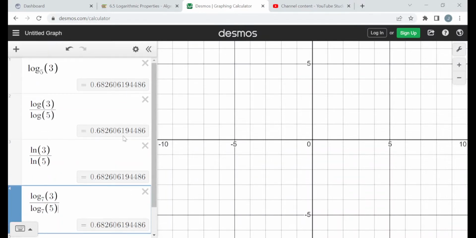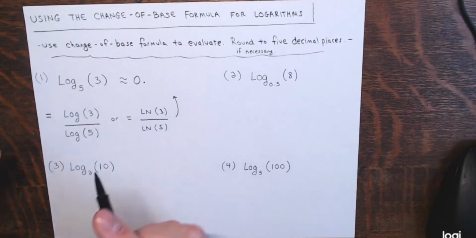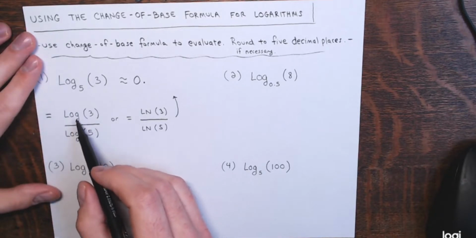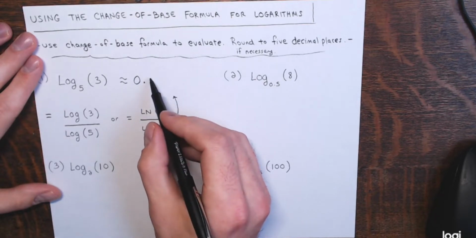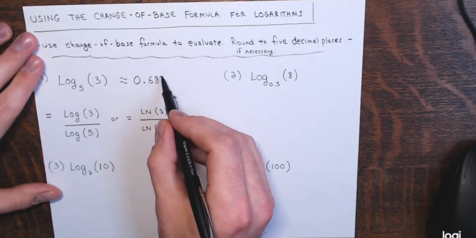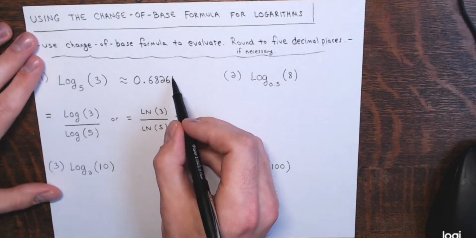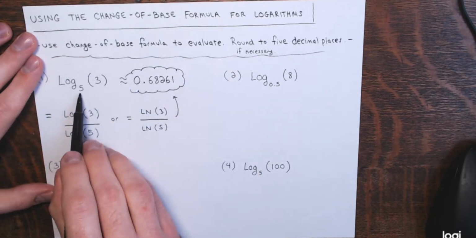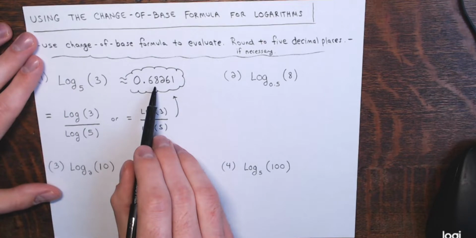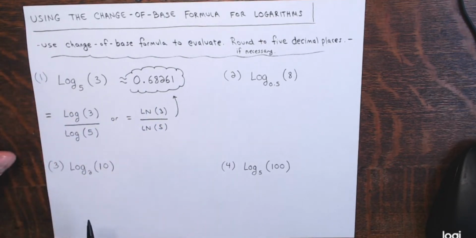You looking at this, 0.68261 if I'm rounding to 5 decimal places. But typically you'll want to change it to base 10 or base e, common logs or natural logs. This rounded to 0.68261, rounded to 5 decimal places. And again, remember what this means. This means 5 raised to this power should give me something that's around 3, because it's rounded. Okay.